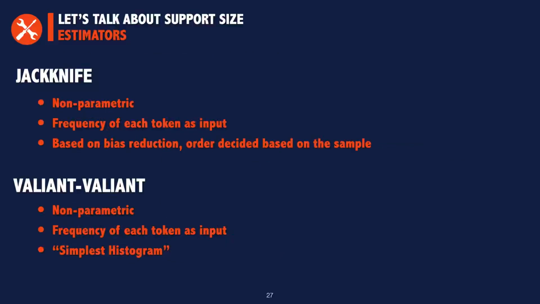I'm not going to give any details on these estimation techniques, but I would like to point out that we tested two approaches, namely the jackknife estimator and the variant-variant estimator. Both of them are non-parametric, which means that they do not need any information about the underlying probability distribution, and they both take as an input just the frequency of each observed token. The inner workings differ since the jackknife deploys a bias reduction technique, while the variant-variant constructs the simplest histogram that explains the observed frequencies.